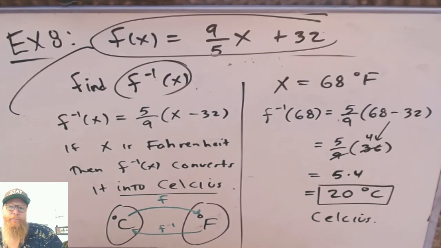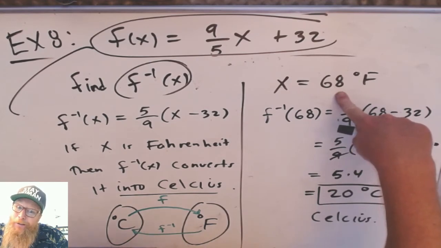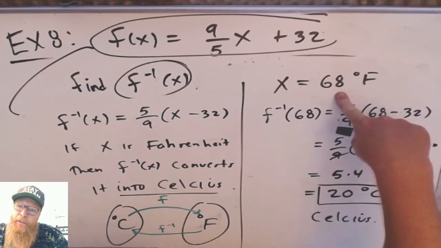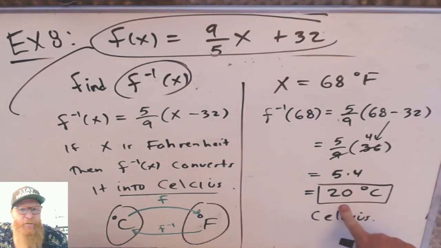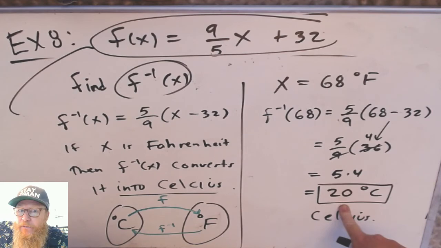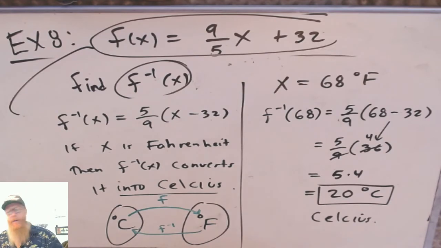If you live here in the desert or you grew up here in the desert, you know that 68 degrees is kind of cold, kind of cold for the desert. But we would say 20 degrees Celsius. So it sounds a lot colder, doesn't it? Especially if you grew up here. 20 degrees sounds cold, but 20 degrees Celsius is 68 degrees Fahrenheit.